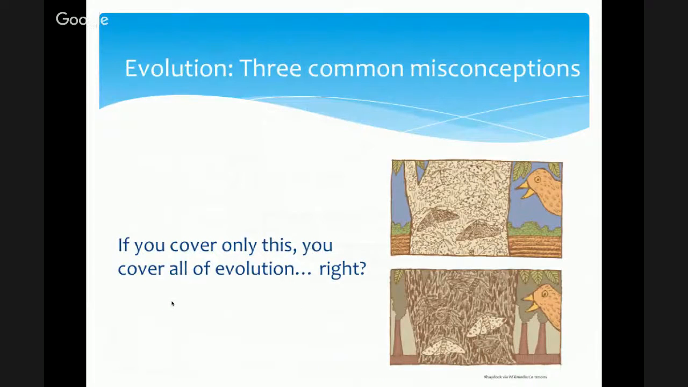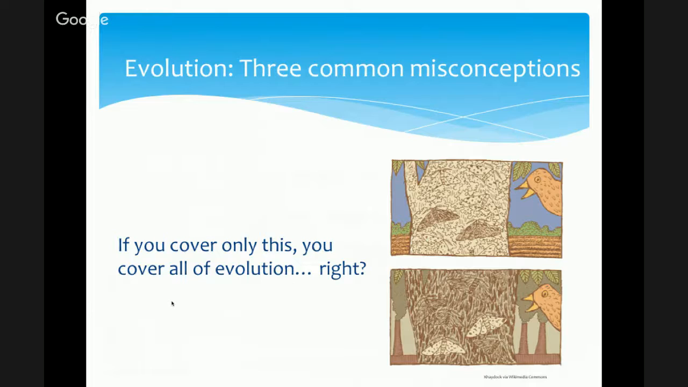Now, here's the next one. We've all seen this. If you cover this, you've covered all of evolution, right? This is classic natural selection. This is the peppered moth from England. You know the story. There were a lot of light-colored moths, a few dark-colored moths, and then things got disgusting during the Industrial Revolution, and all of a sudden the dark-colored moths had an advantage, and you get very few light-colored moths by the end of the 19th century.